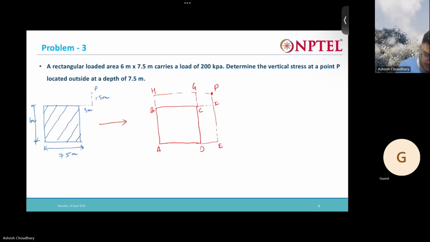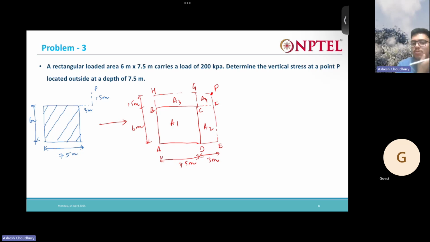G, H. All right, let's say this area is A1, this area is A2, A3, this area is A4. Right. So here to here it's 7.5 meters. Here to here it's 3 meters. Then from here to here it's 1.5 meters. And here it's 6 meters.